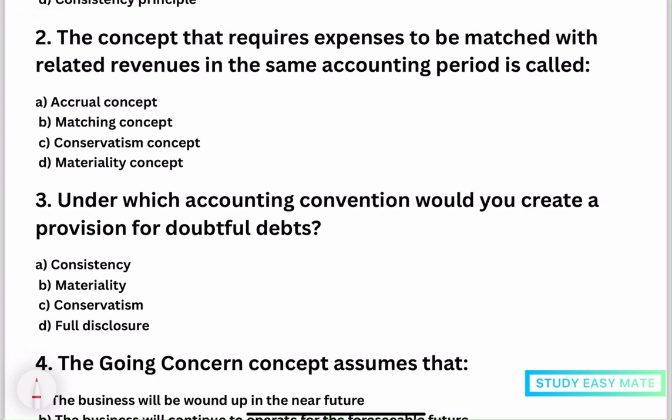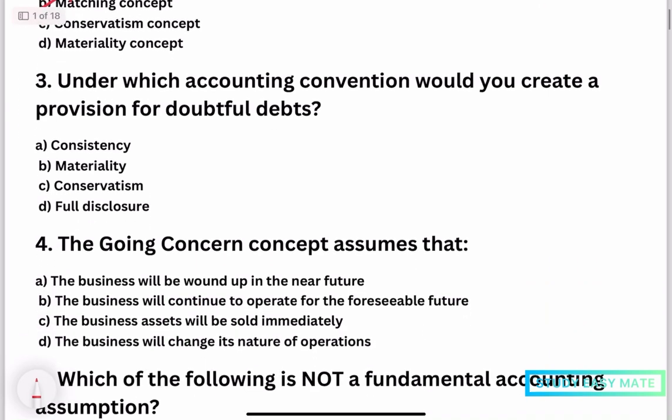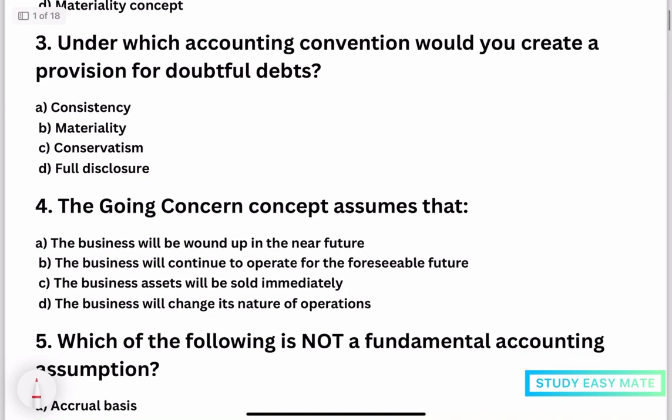The concept that requires expenses to be matched with related revenues in the same accounting period is called matching concept. See, we have a clear clue in the question, matched, right? So let's move on to the next.